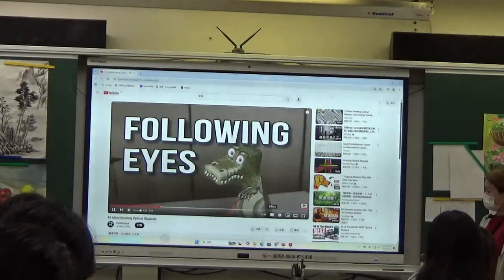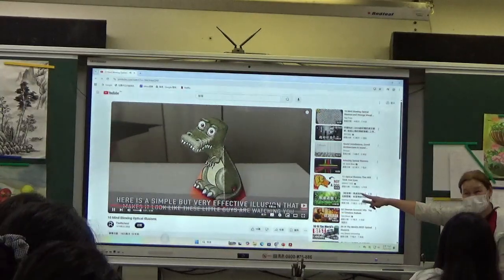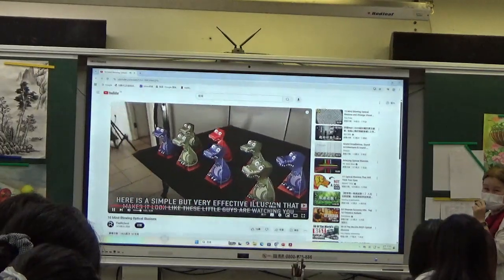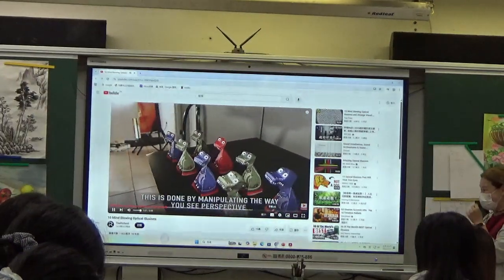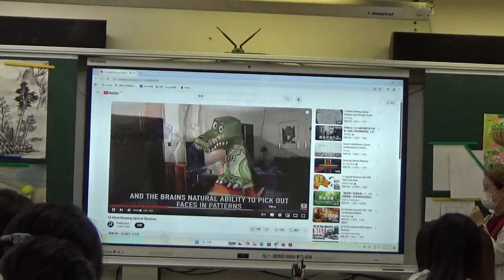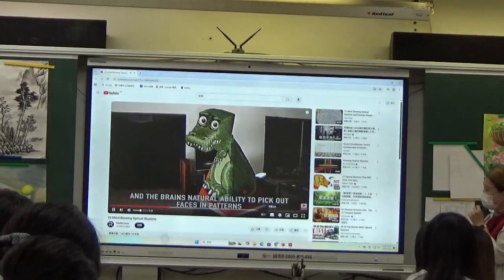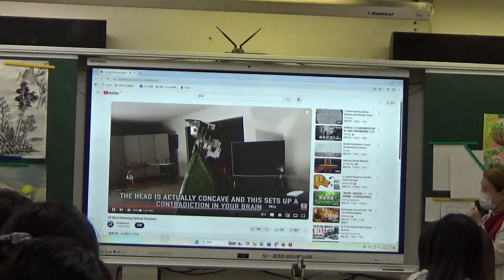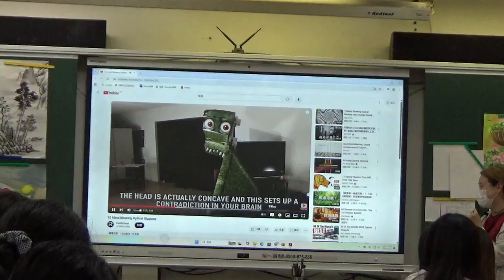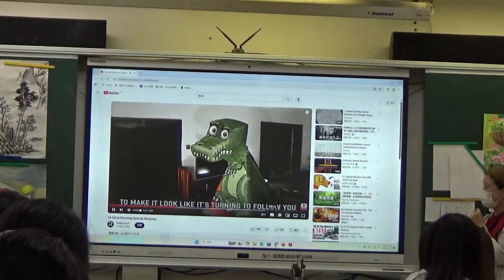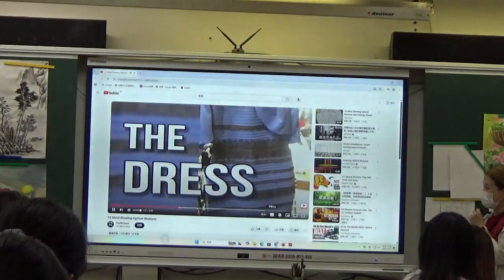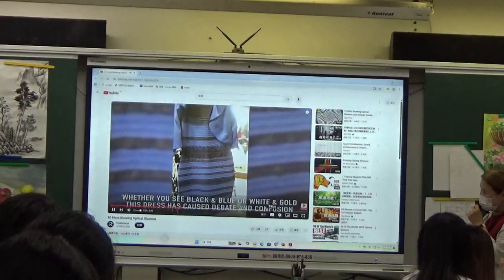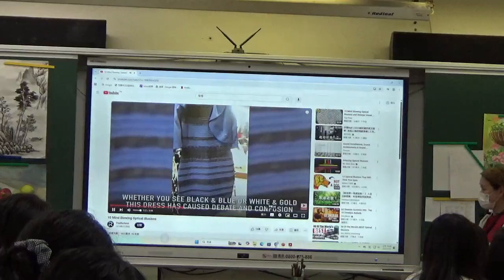Following eyes. Here is a simple but very effective illusion that makes it look like these little guys are watching you. This is done by manipulating the way you see perspective and the brain's natural ability to pick out faces and patterns. The head is actually concave, and this sets up a contradiction in your brain to make it look like it's turning to follow you. The dress. Whether you see black and blue or white and gold, this dress has caused debate and confusion.